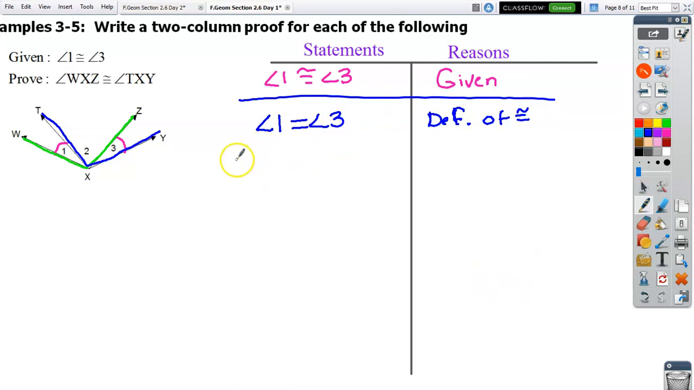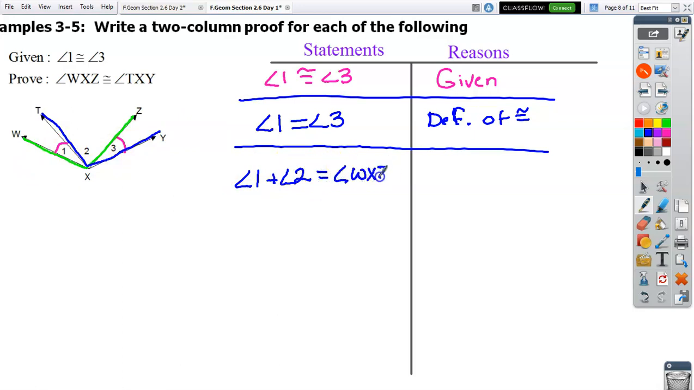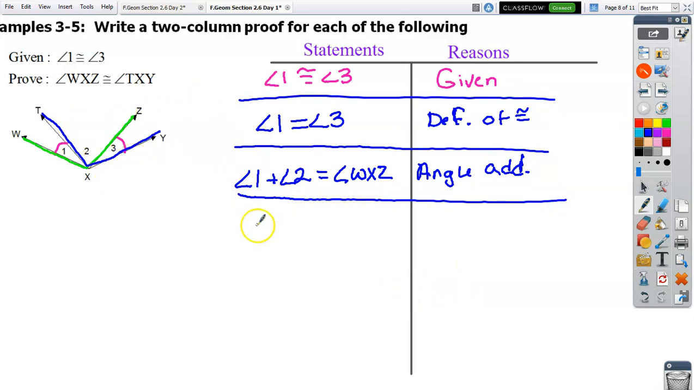Now I'll start my angle addition. So on my next line, I'll do angle 1 plus angle 2. Angle WXZ is made up of angle 1 and 2. So when I add them together, I'll get the whole thing. So angle WXZ, angle addition. And then I'll do the same thing with TXY. So TXY is made up of 2 and 3. So angle 2 plus angle 3 equals angle TXY. And that's again angle addition.